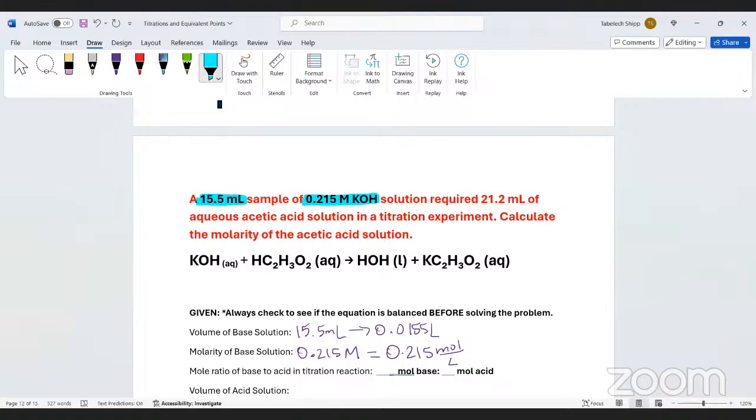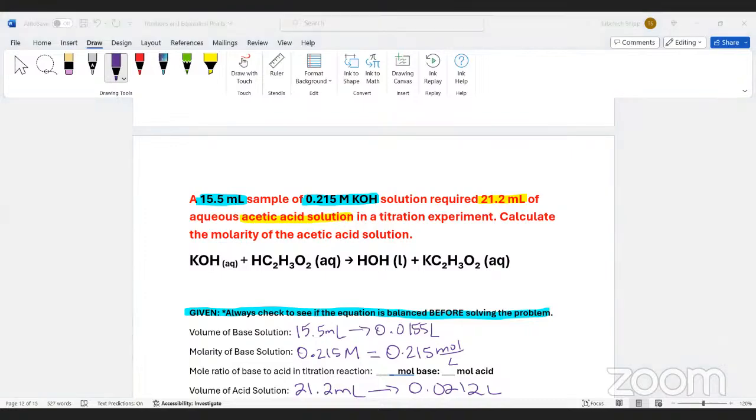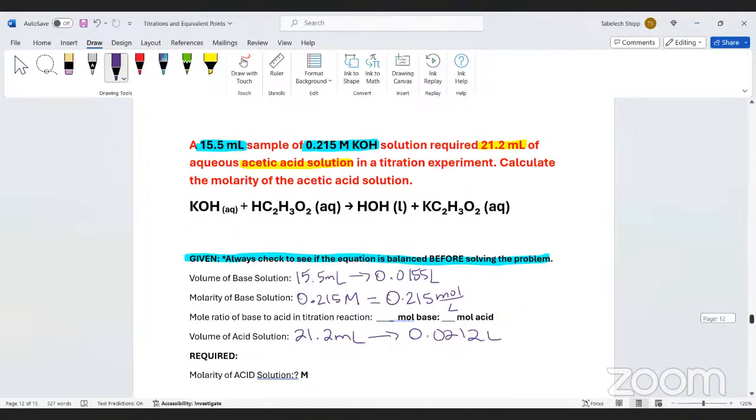And that's what I'm telling you right here. Make sure that you always check to see that your reaction is balanced before solving the problem. Now, going back to the numbers that they've given us, they also told us in the problem that 21.2 milliliters of an aqueous acetic acid solution is also provided, okay? So that 21.2 milliliters is the volume of the acid. Again, convert that to liters, okay? When it comes to molarity calculations, your molarity must include liters. Your volumes, rather, must be in liters.